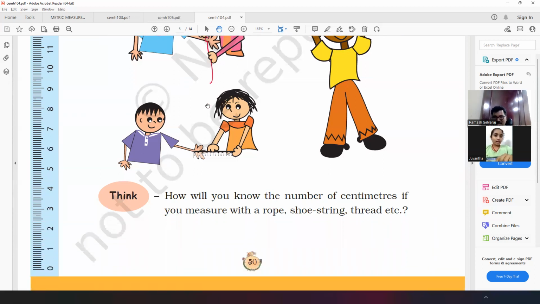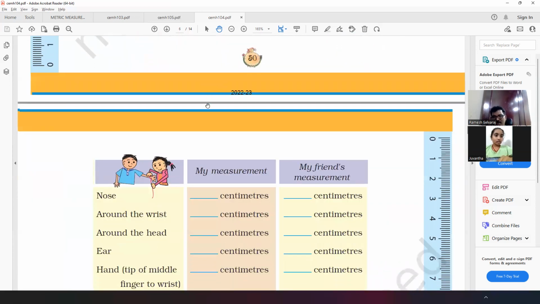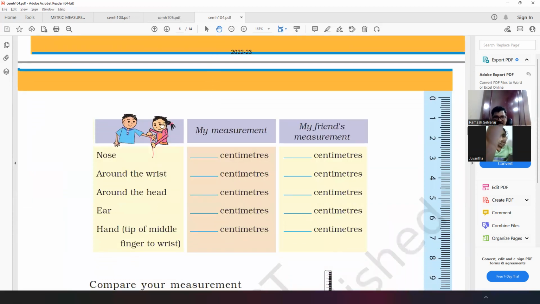These things they will be teaching you just to get the concept of what the length is. See here. Tomorrow you measure your nose and see how many centimeters, and your friend's nose also. Around the wrist also, you put the rope and measure it using your scale. You note down how many centimeters your measurement and your friend's measurement are. Around the head, you make one rope and then measure the length. That's your measurement, and put your brother's measurement also. Ear also, hand also, right?